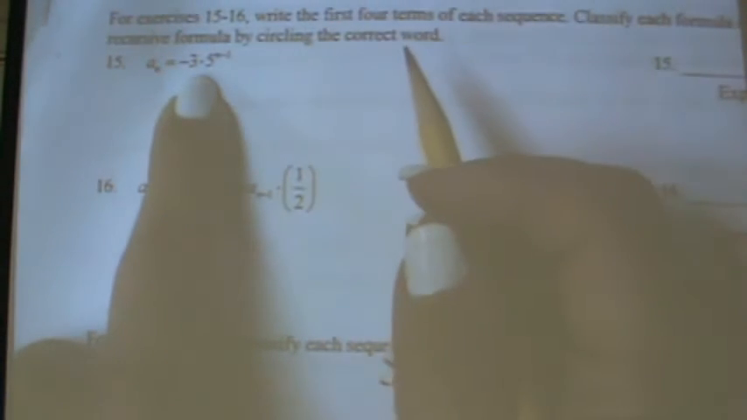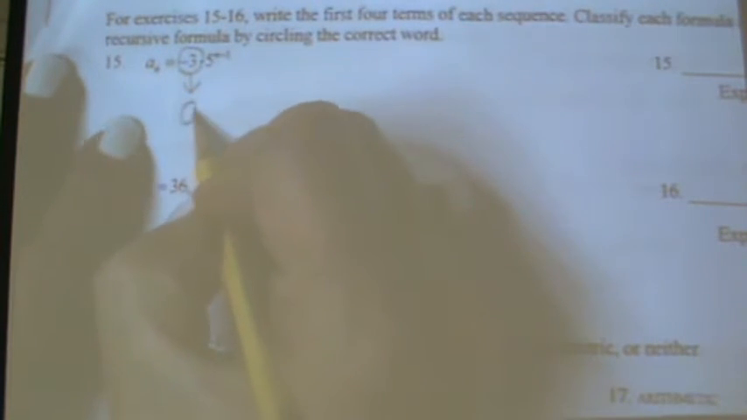This one is the recursive formula, I'm sorry, not recursive, this is the explicit. Because it gives you the first term, that's your first term. And what's that 5 called? Your ratio. So, it's the explicit formula. And they want to know, name the first 4 terms.